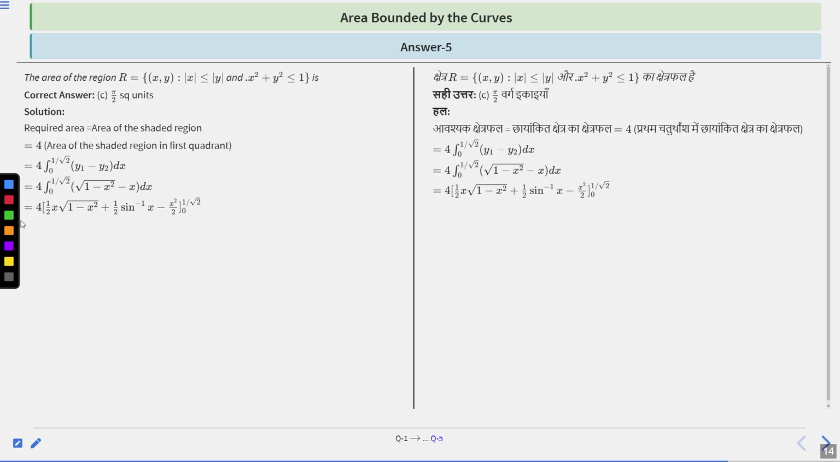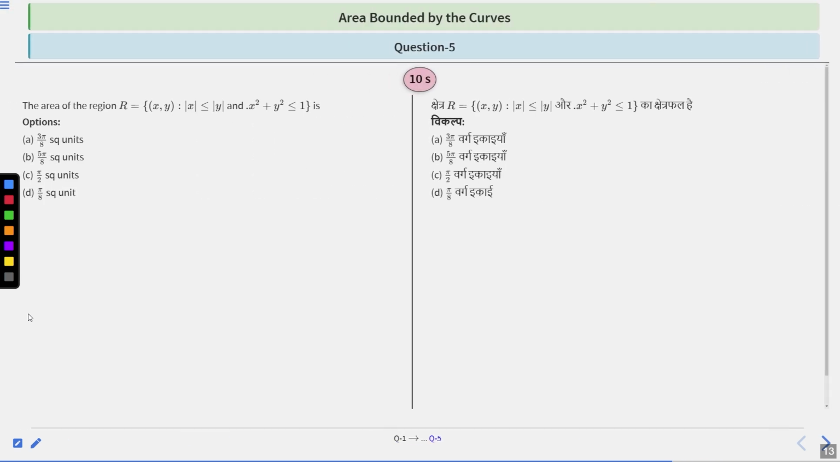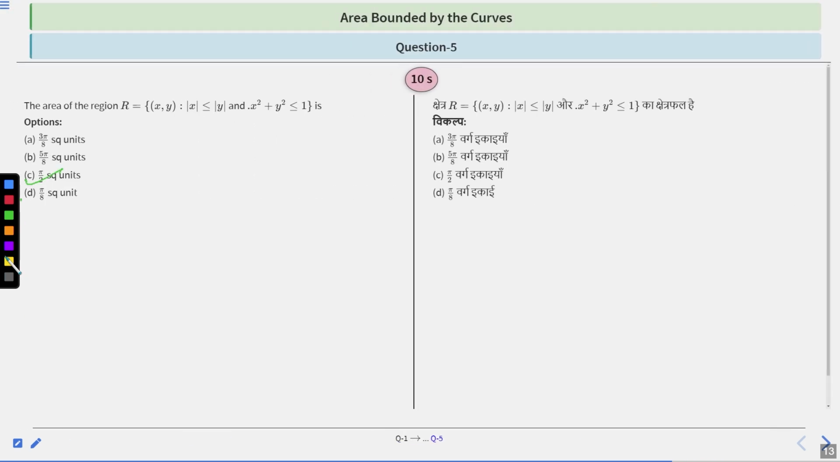After calculating the integration, using the formula for the integral of root over a square minus x square, you will get 4 times 1 by 2 x root over 1 minus x square plus 1 by 2 sin inverse x minus x square by 2, with limits from 0 to 1 by root 2. After putting the limits, we get 4 times 1 by 2 root 2 into 1 by root 2 plus 1 by 2 into pi by 4 minus 1 by 4, which after simplification gives the answer pi by 2. Therefore option C, pi by 2 square unit, is the right choice.